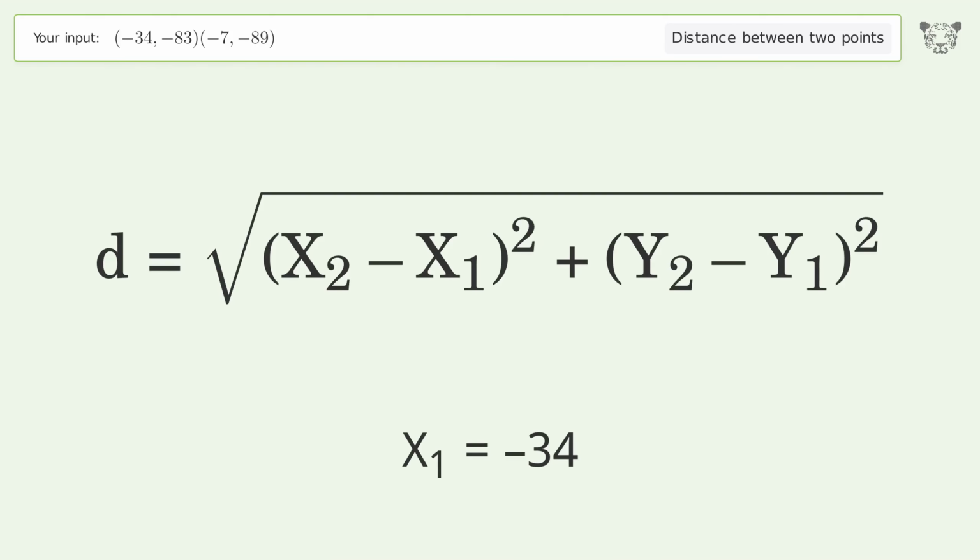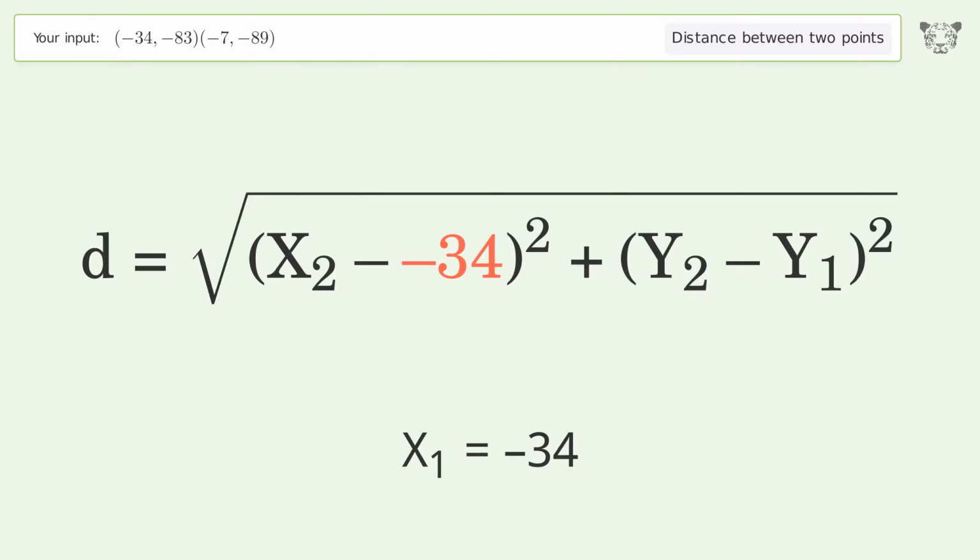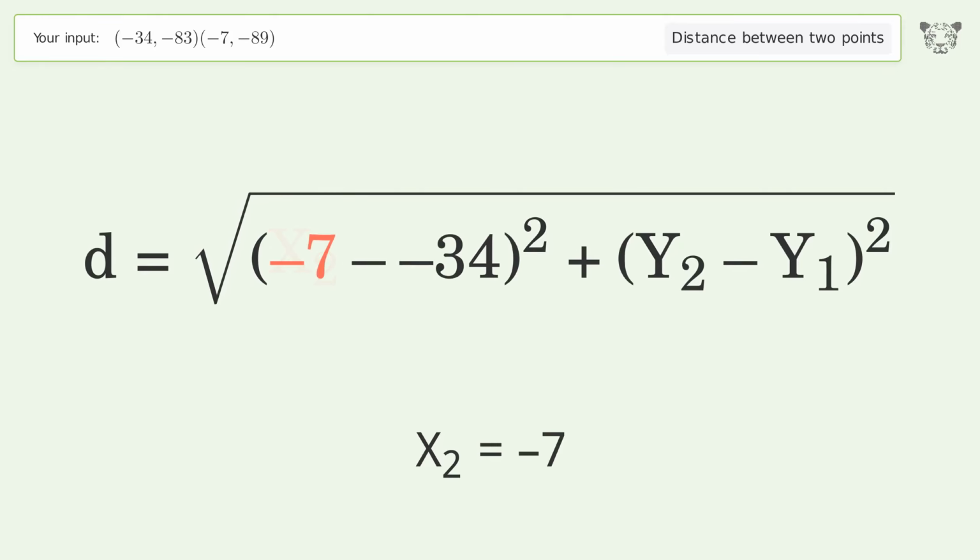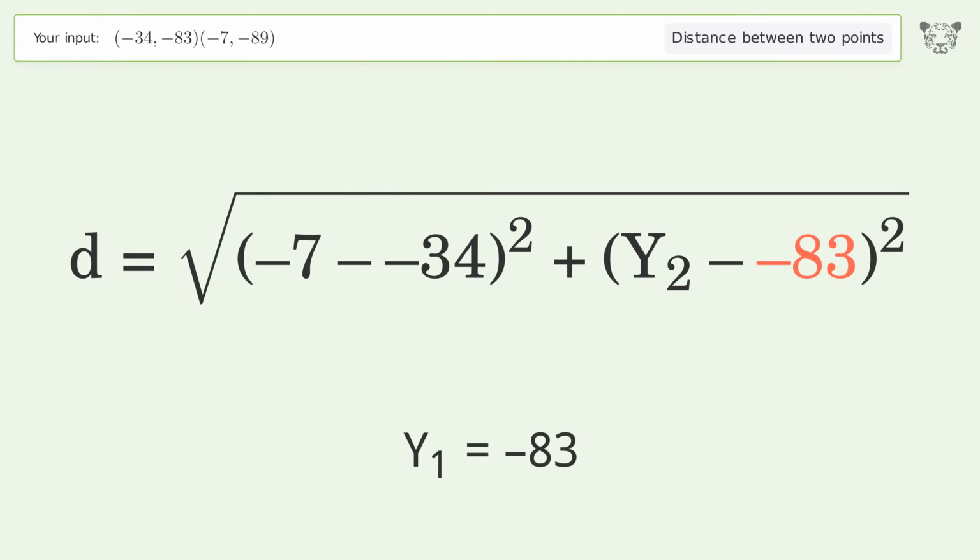x1 equals -34. x2 equals -7. y1 equals -83. y2 equals -89.